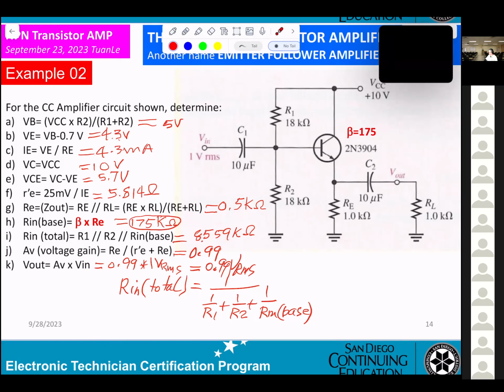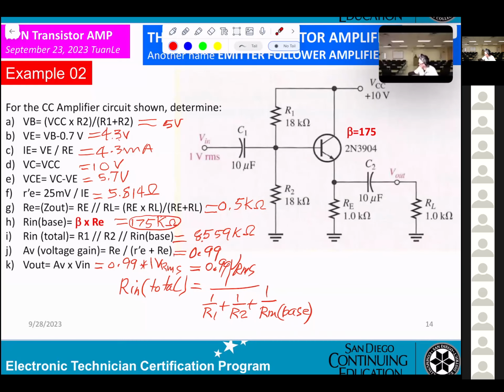Hey, Mr. Pham, since the input impedance is very high, what effect does it have on the output? No, they don't care about the output. No, I'm asking you what effect, because one thing we know in electronics is resistance is the opposition to current flow. So if you have a high input impedance, because impedance is basically like ohms or resistance, what does that do to the things on the output?